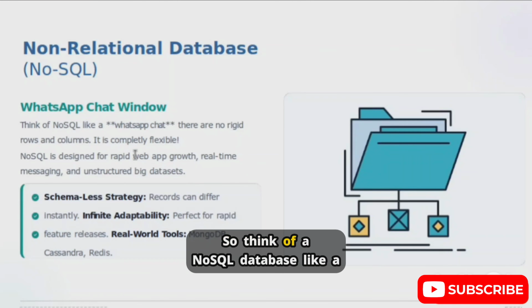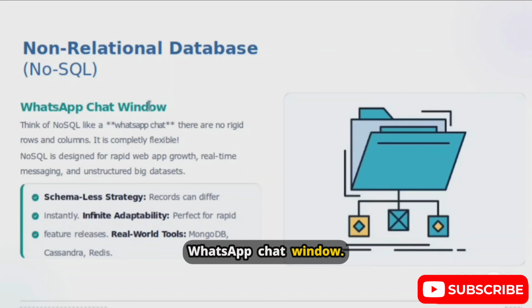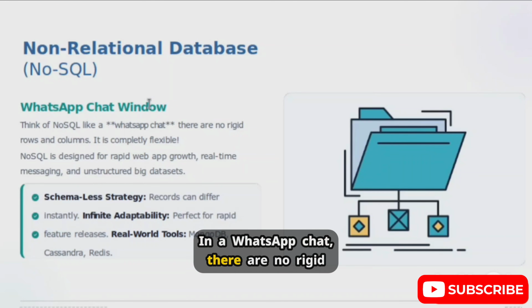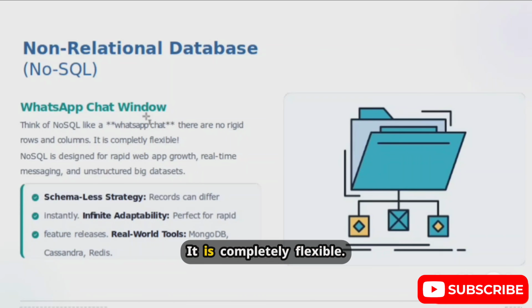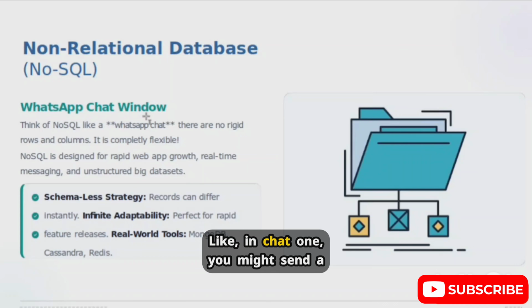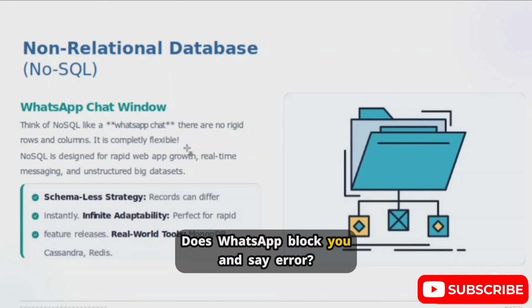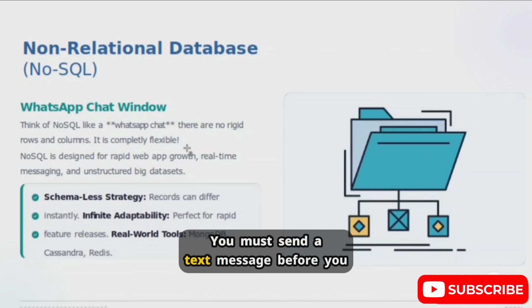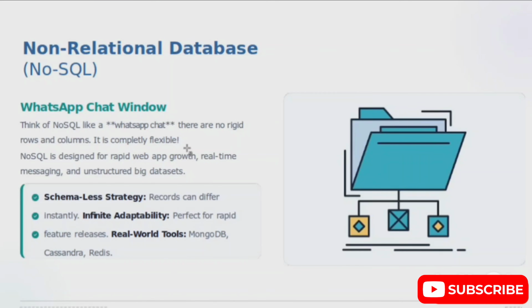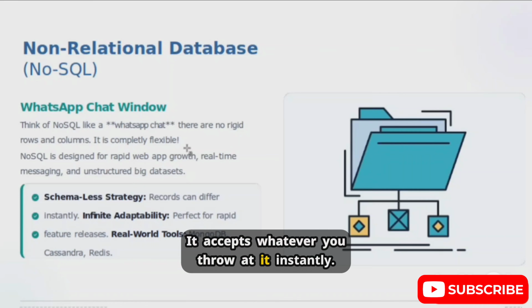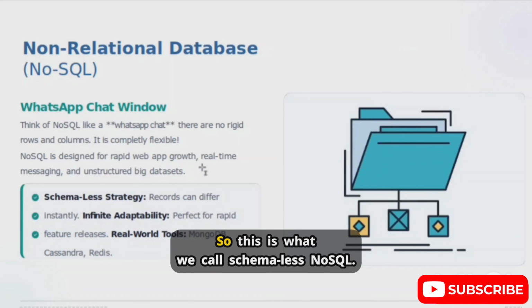Okay, so think of a NoSQL database like a WhatsApp chat window. In a WhatsApp chat, there are no rigid rows or columns. It is completely flexible, right? Like in chat 1, you might send a simple text message. In chat 2, you might send a contact card and a PDF document. In chat 3, you might send a voice note, a photo, and a live location map, right? Does WhatsApp block you and say error? You must send a text message before you can send a photo? No. It accepts whatever you throw at it instantly, right? So this is what we call schema-less NoSQL.